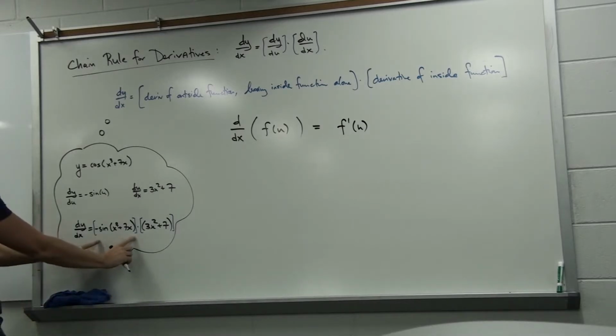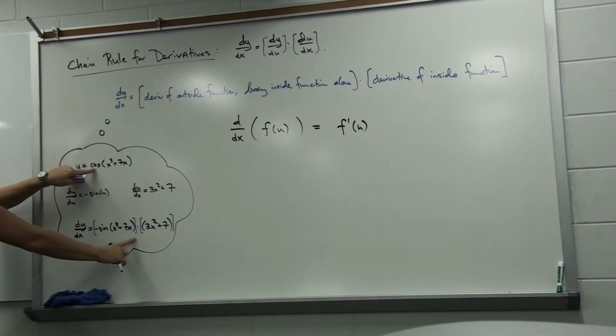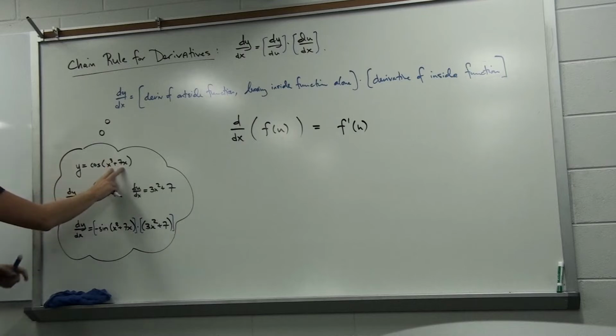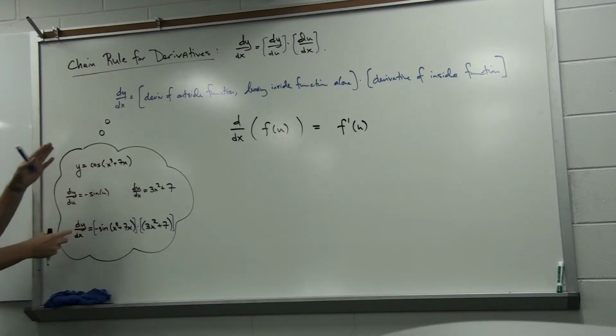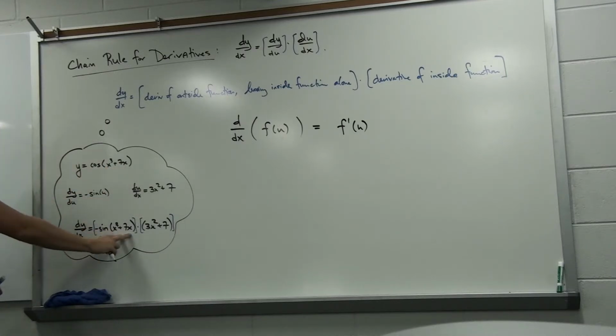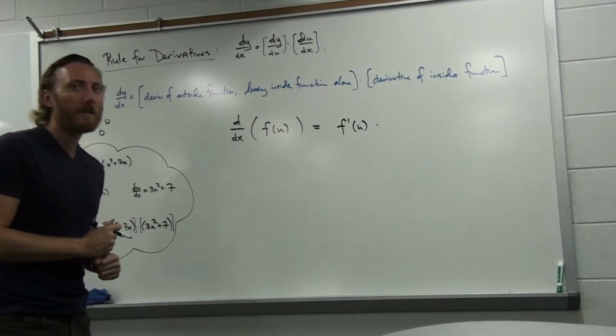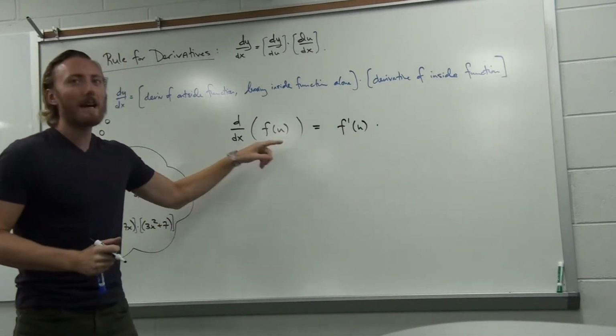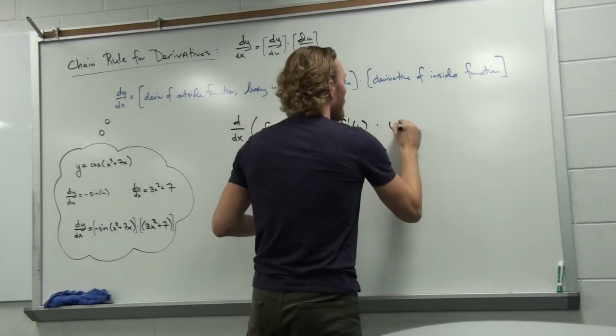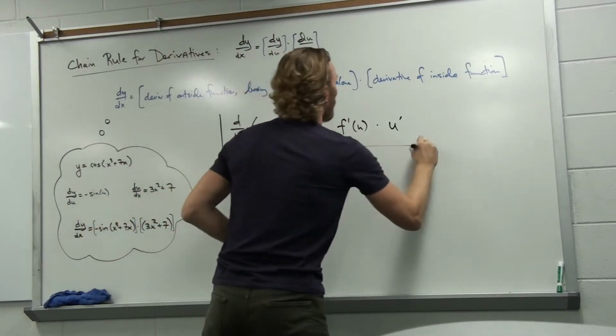Note this is like our factor here. The f function would be our cosine, the u function would be what's inside. We take the derivative of our cosine function, leaving our inside function alone. That's our f prime of u, but that's not the whole story, right? Because we also have to take the derivative of the inside function. What is the inside function? That's our u, and the derivative of that would be u prime.